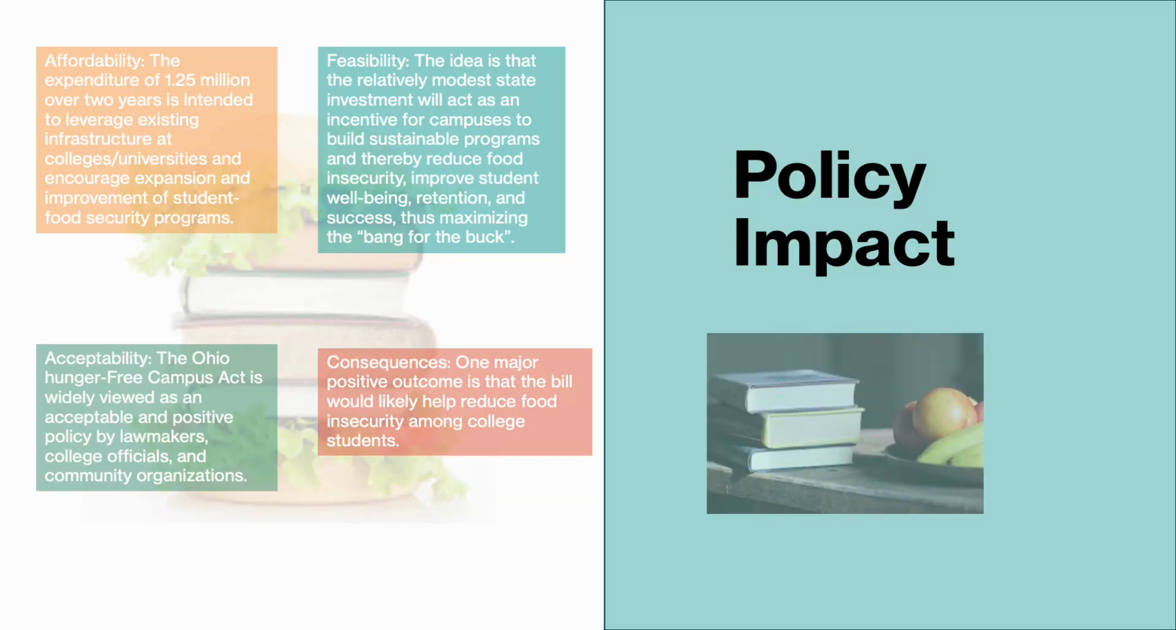Policy impact. So this policy has affordability. The expenditure of $1.25 million over 2 years is intended to leverage existing infrastructure at colleges and universities, and encourage expansion and improvement of student food security programs. This policy is also feasible. The idea is that the relatively modest state investment will act as an incentive for campuses to build sustainable programs and thereby reduce food insecurity, improve student well-being, retention, and success, thus maximizing the bang for the buck.